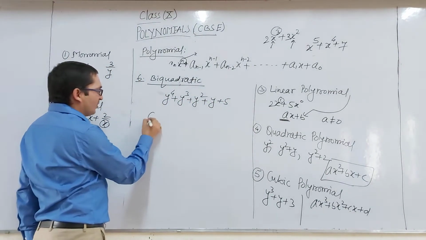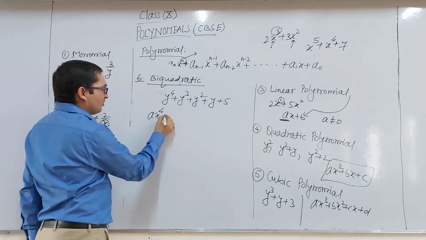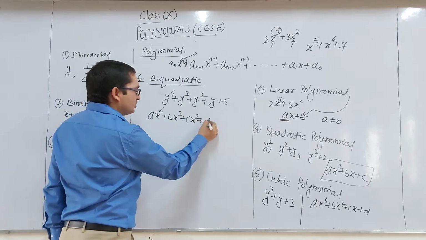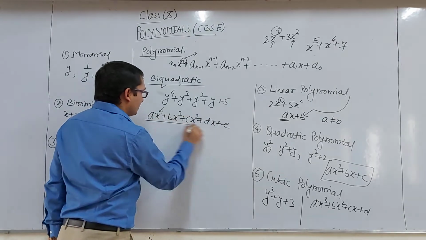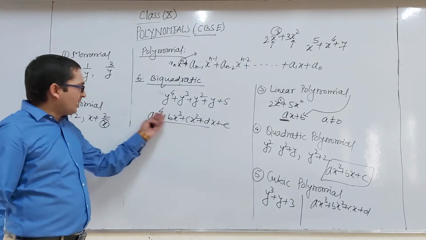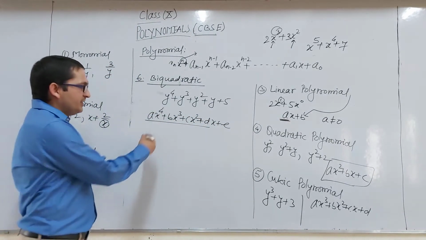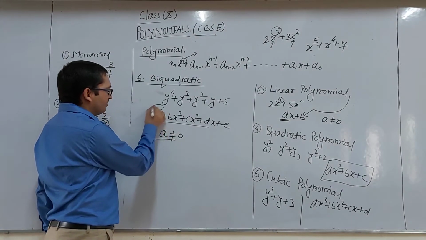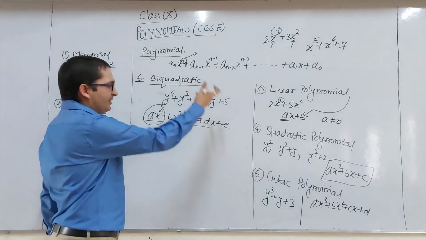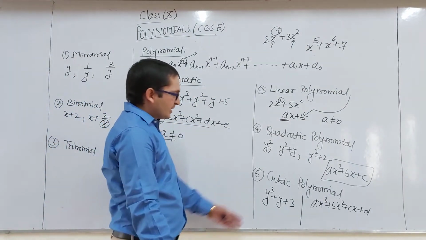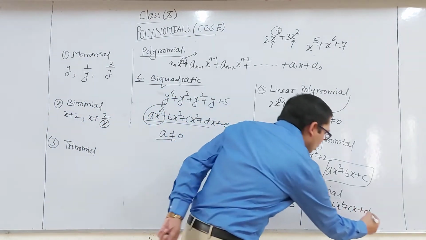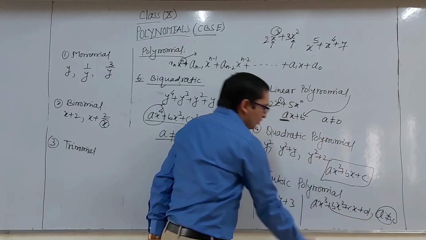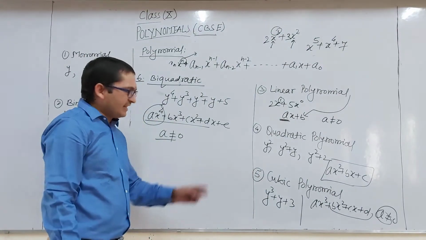The standard form is ax to the power 4 plus bx cube plus cx square plus dx plus e, where a, b, c, d and e are real numbers, constant values. Here also a should not be equal to 0. If a is 0, this whole term will be 0 and it will be converted into a cubic polynomial. In a cubic polynomial also, a should not be equal to 0. If a is 0, then it will be converted into a quadratic polynomial.